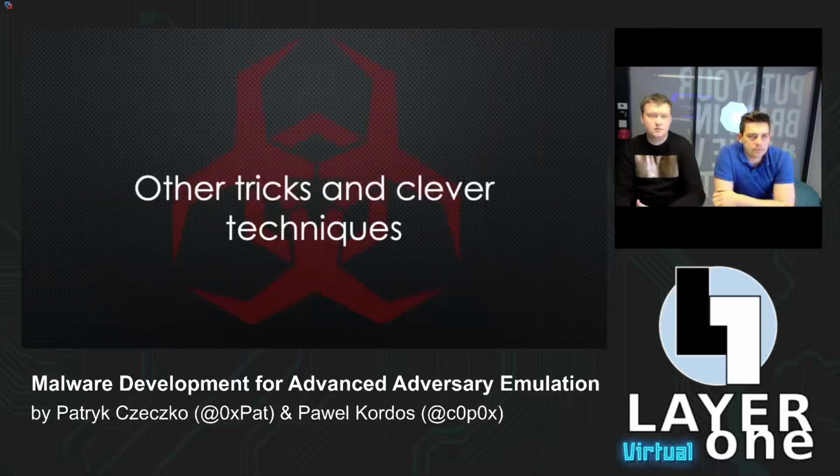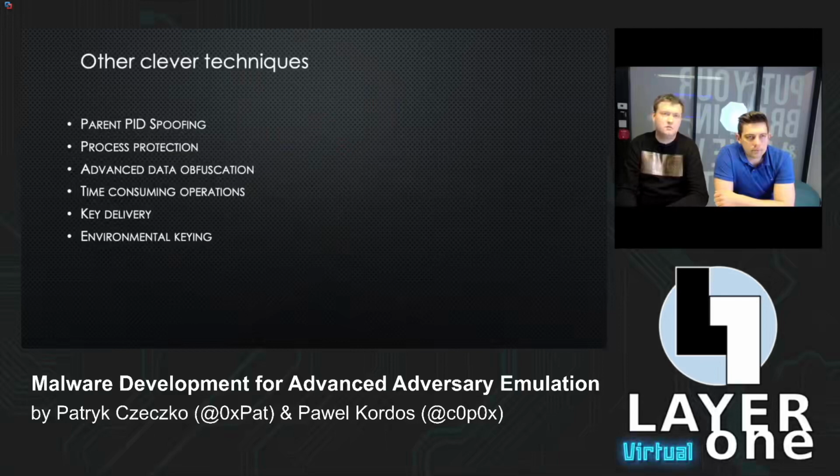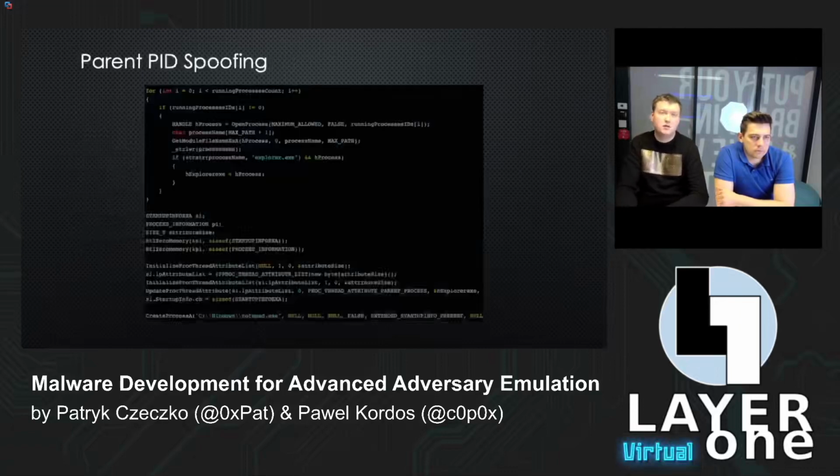Alright, that sounds pretty advanced. And as a last part for today, last but not least, I think we have other tricks and clever techniques which you can actually use in your code. The first one, parent process ID spoofing. Also, we encourage you to take a closer look at process protection. Then advanced data obfuscation, some kind of time-consuming operations, and also environmental keying. Alright, so the first one, parent ID spoofing.